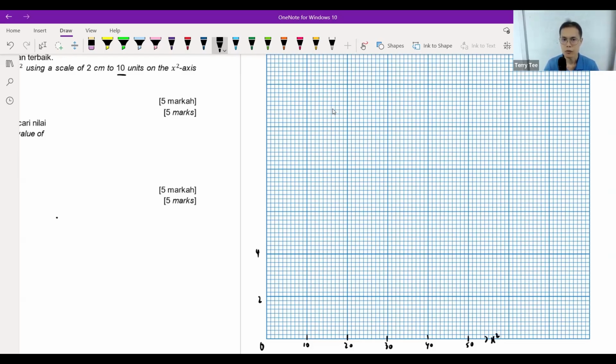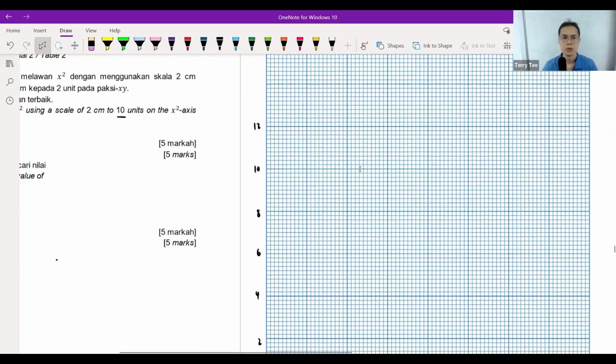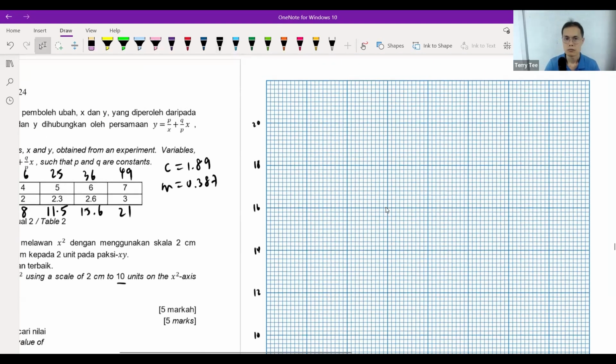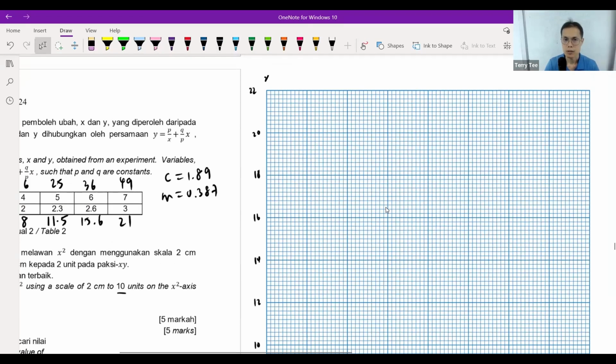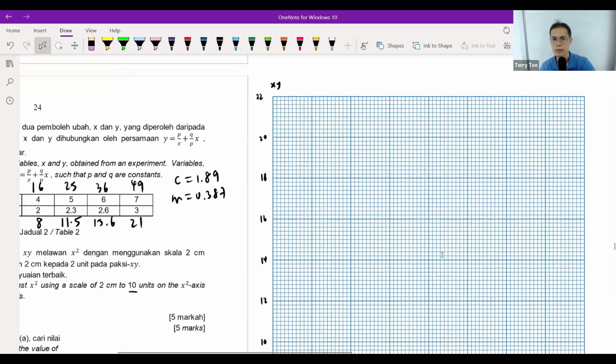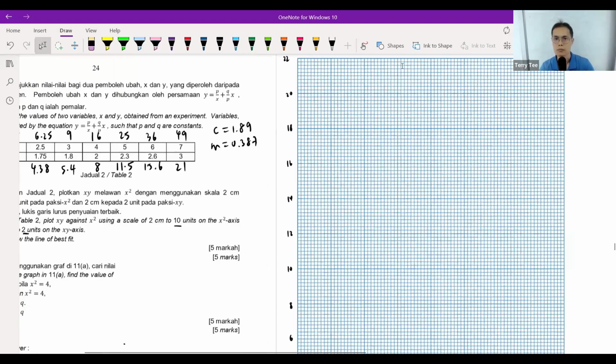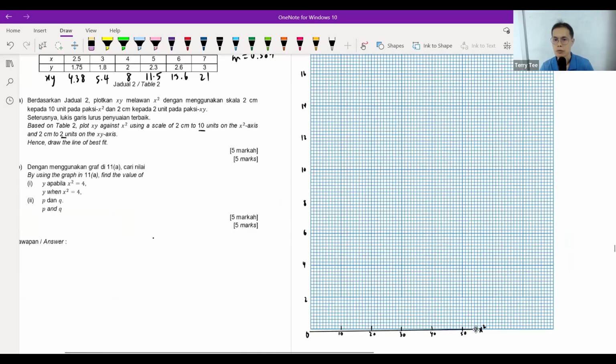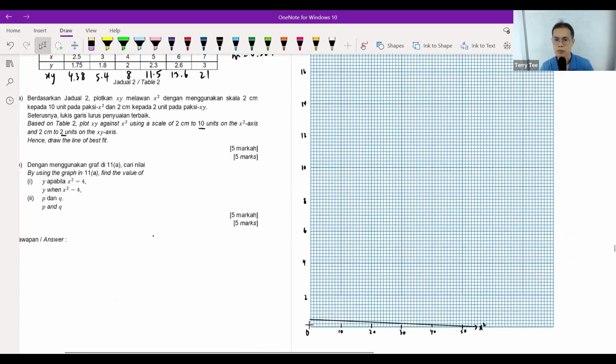So xy is 2, 4, 6, 8, 10, 12. We need to go until 21. 14, 16, 18, 20, maximum 22. So this is xy. Okay, let me draw the axis. Okay, zoom out a bit. This is your horizontal axis. Okay, let's draw the vertical axis from here all the way up.